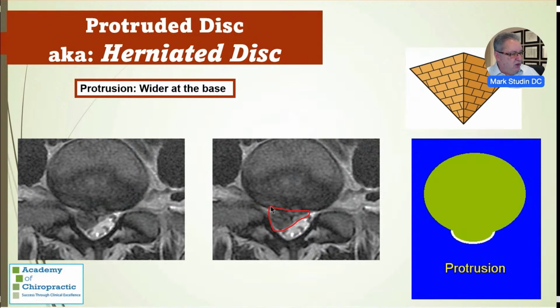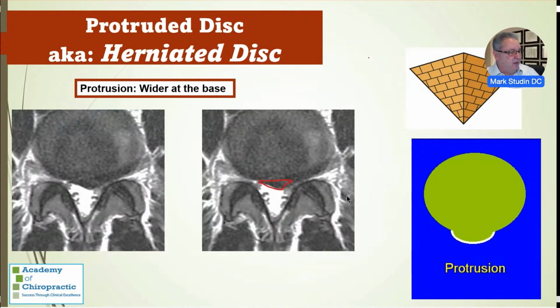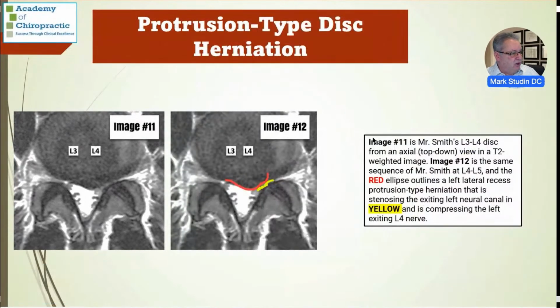So here we have a protrusion. The base is wider than the apex. Base is wider than the apex. Here, base is wider than the apex. We have a protrusion. And here we go again, base wider than the apex. These are protrusions.